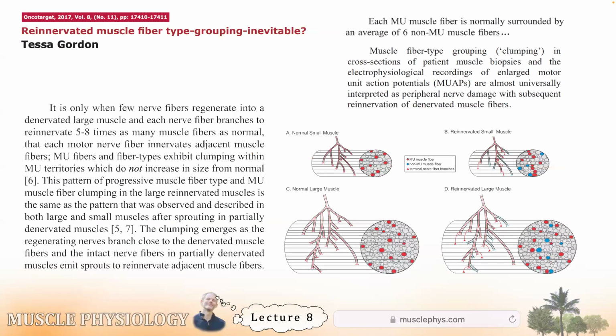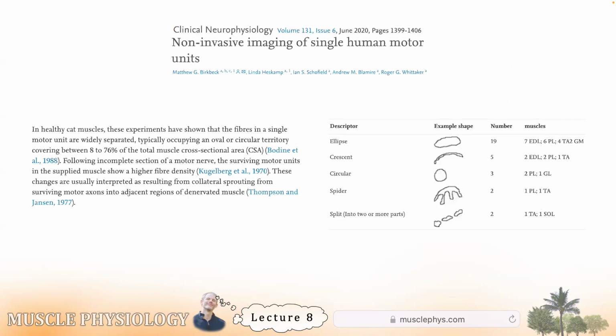Now, remember that in a single motor unit, most of the fibers aren't neighbors, right? They aren't immediately adjacent to one another. When they're widely distributed in this way, the contractile force of each motor unit is more evenly spread throughout the whole muscle. But after axonal sprouting, neighbors often start to form. So you might see some of that random scatter become more clumped together.